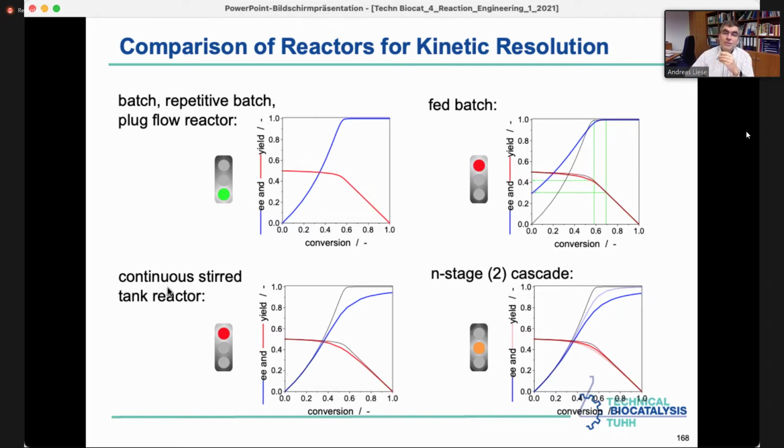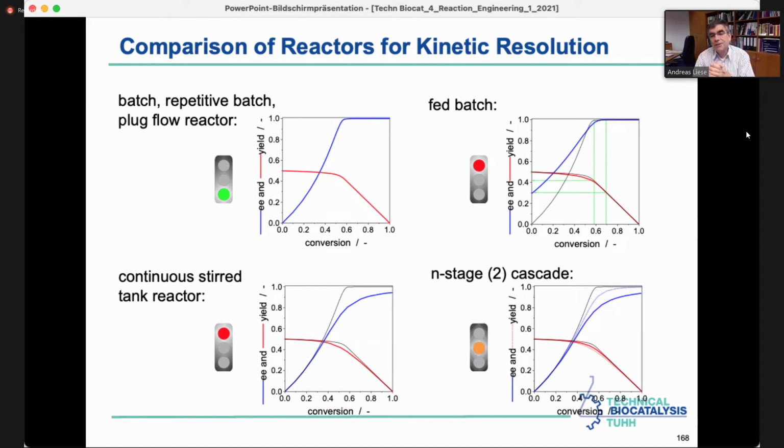The fed batch, so if we run a batch where we constantly add starting material, we are in the same bad situation as with the CSTR. It's not that bad, but in the end, we need higher conversion points, so you won't do this. And then we could say, okay, we could use this cascade, so different CSTR reactors in series, and the more CSTRs we have in series, the more identical we come to a plug flow reactor. That's standard chemical reaction engineering.